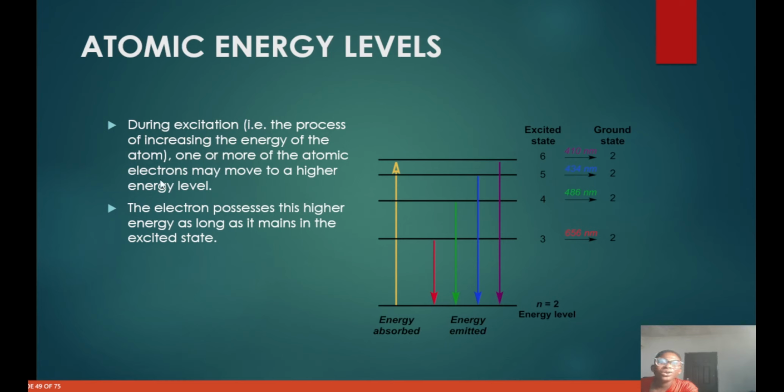One or more of the atomic electrons may move to a higher energy level. It can move from here to this point. And when it becomes de-excited and comes back down, what does it do? It releases a photon. The electron possesses this higher energy as long as it remains in that excited state. But once it comes back to the ground state, it releases its energy. If the electron was here and comes back to this place, it's going to release the energy that is between this stage and this stage.